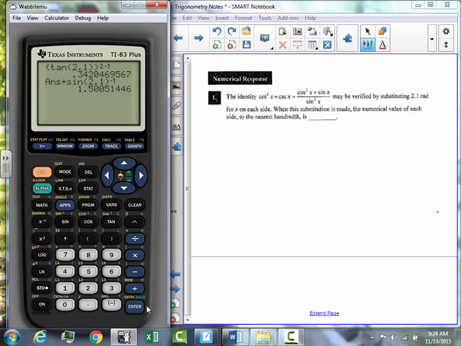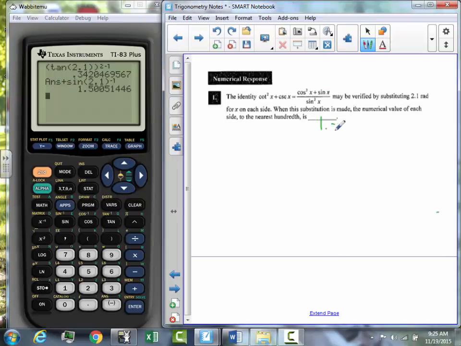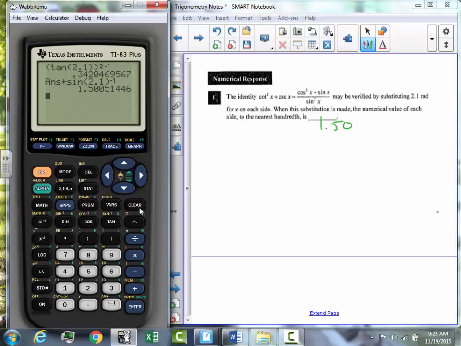Let's just confirm. We should try the other side of the equation, also typing in 2.1, and seeing whether we get 1.50. To try the other side, it's a bit more complicated to type in. I'm going to use a bracket for the top. Then I'm going to use another bracket, and I'm going to cosine 2.1. I'm going to square it. Then I'm going to add the sine of 2.1.